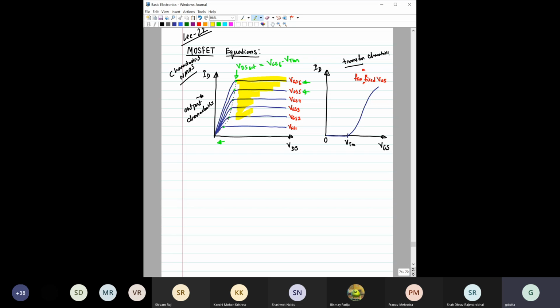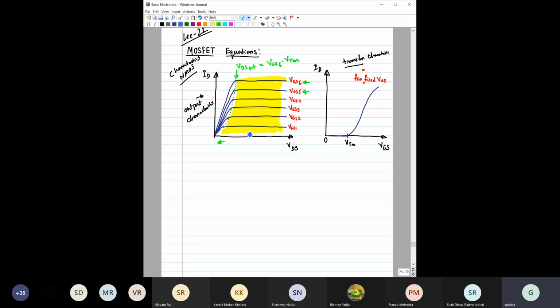Okay, so let me just highlight this region. This is the region where you can see the characteristics are almost parallel to the VDS axis. Later on, we will also see that these characteristics will not be actually parallel to the VDS axis, but will also have some slope, as we have also seen in the case of BJT characteristics, right? But this region where the characteristics are almost parallel to the VDS axis, for this MOSFET is termed the saturation region. Remember that.